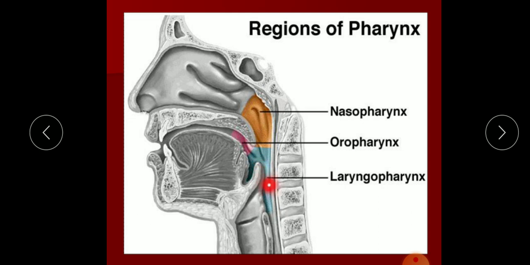This pharynx has three parts. That part which lies behind the nasal cavity is termed the nasopharynx. This is the oral cavity, and that part which lies behind the oral cavity is the oropharynx. This is the larynx, and that part of the pharynx which lies behind the larynx is termed the laryngopharynx. So nasopharynx, oropharynx and laryngopharynx are the three parts of the pharynx.